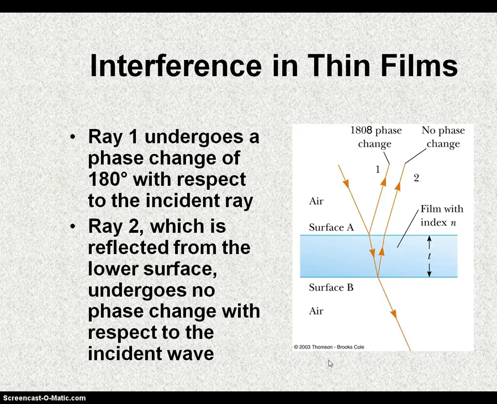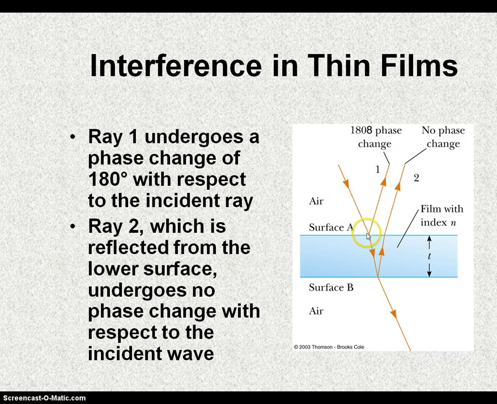So here's an example like the bubble, right? So we have air here, we have the film of soap, and then you have the air, okay? So light strikes the surface of the bubble, and some of that light is reflected off of the surface. Now, because it's going from a less dense medium to the more dense medium of soap, we're going to see a 180 degree phase change.